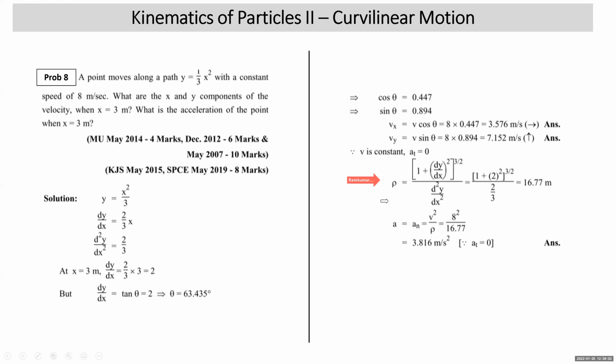Now, first we find the radius of curvature: 1 plus dy by dx whole square raised to 3 by 2 upon d2y upon dx square. I'll substitute the value of dy by dx, 2, and the value of d2y upon dx square, and you get the radius of curvature. Then normal acceleration is v square upon rho. You know the velocity, that is 8, and you know the radius of curvature, so you get the normal acceleration. This normal acceleration is nothing but the total acceleration also. Why total acceleration? Because at is 0.